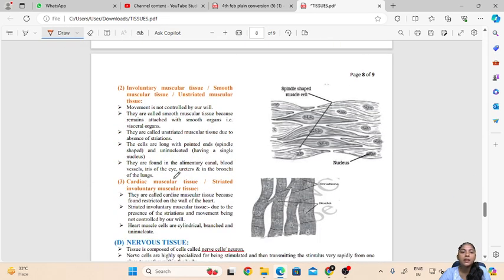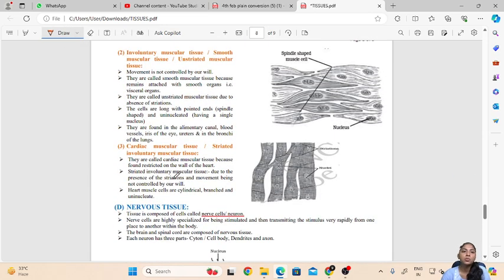Then the second type of muscular tissue is involuntary muscular tissue or smooth muscular tissue. This tissue is also called unstriated muscular tissue due to the absence of striations. Now these are called involuntary muscular tissue because the movement is not controlled by will. In voluntary muscular tissue, we can move the muscles at our will.